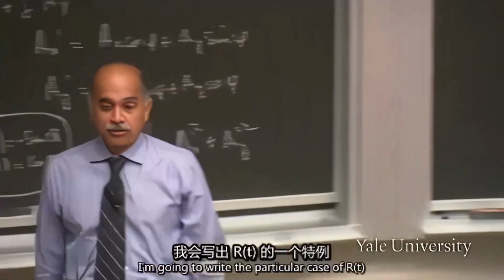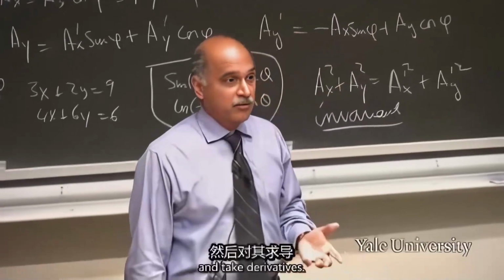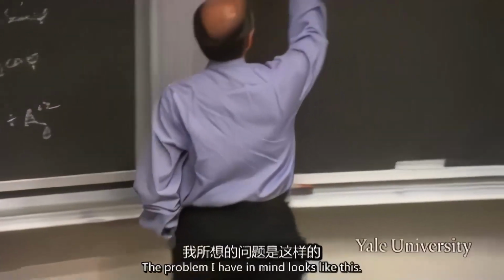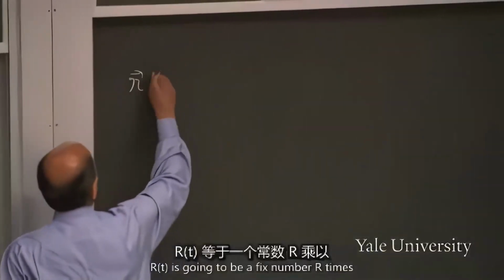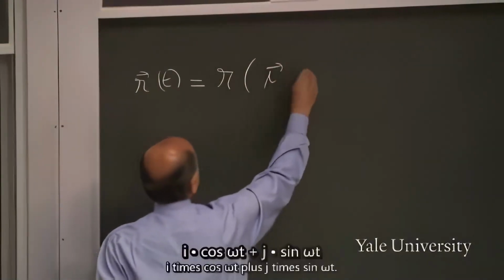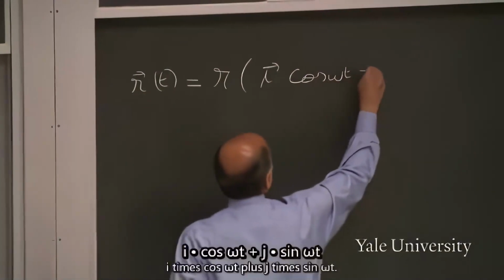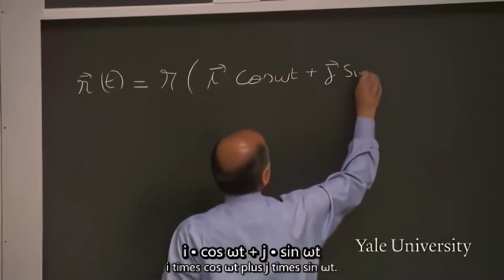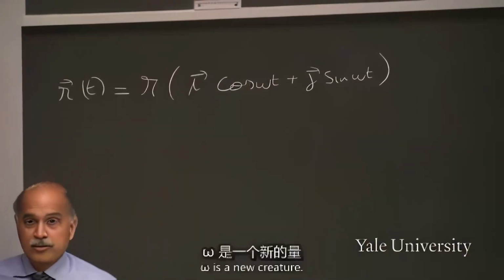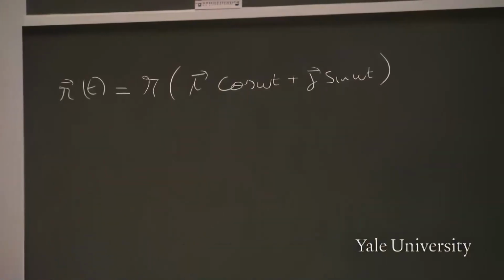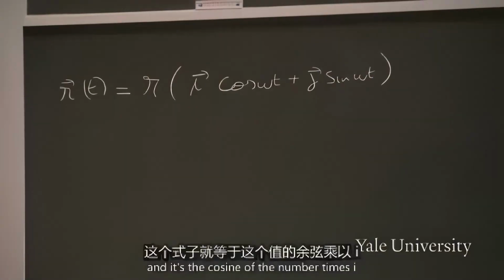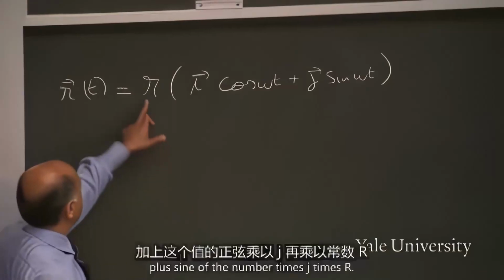I'm going to write the particular case of r of t and take derivatives, and we'll get a feeling for what's going on. The problem I have in mind looks like this. r of t is going to be a fixed number r times i times cosine omega t plus j times sine omega t. This omega is a new creature. You don't know what it is right now. But I'm going to just put that in. And omega times t is some number, and it's the cosine of the number times i plus sine of the number times j times r.